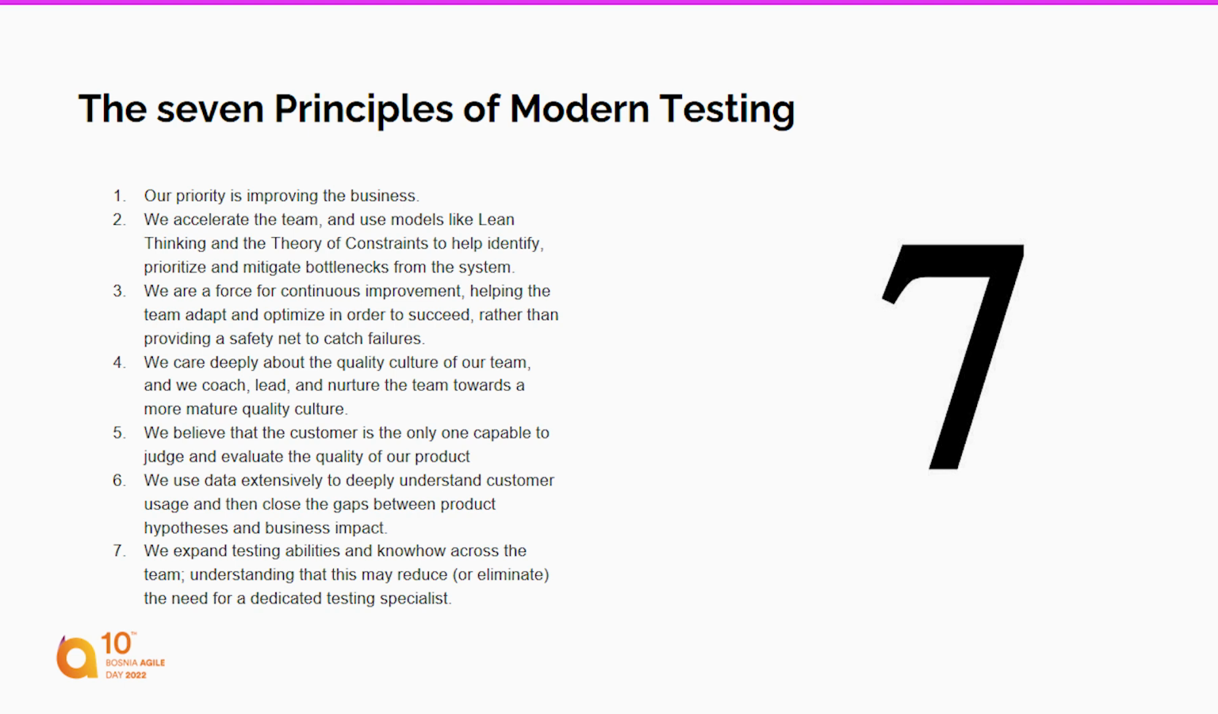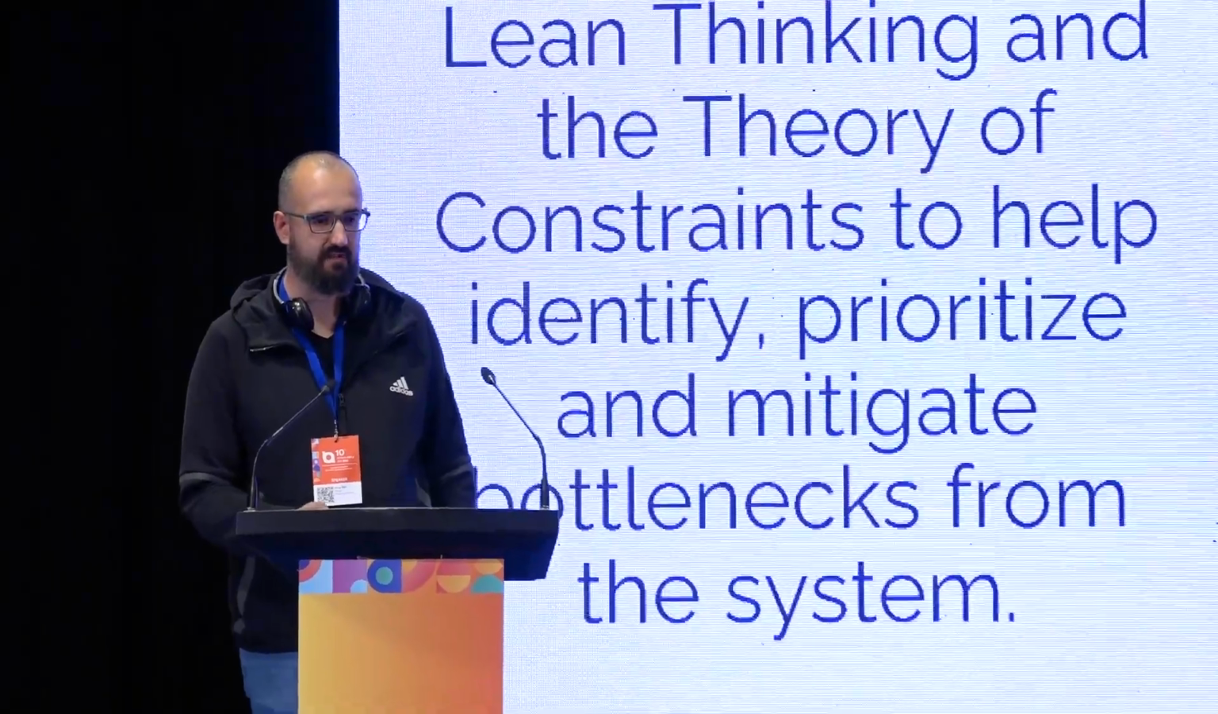So the first one: our priority is improving the business. Testers should be focused on improving the business and not solely be focused on testing. We are here to contribute to process improvements and make sure that we can give our best to improve the business, because we have to get paid somehow. As you can see, this one is a pretty pragmatic one.